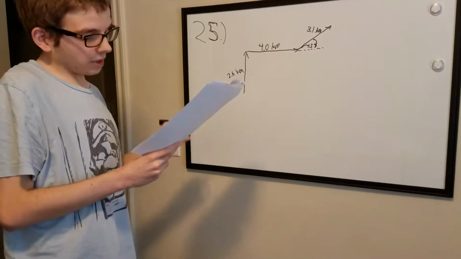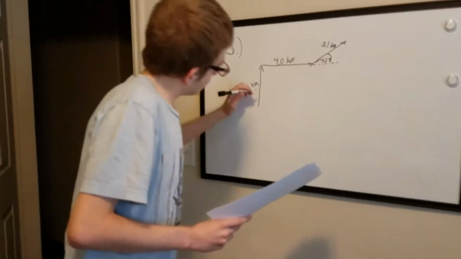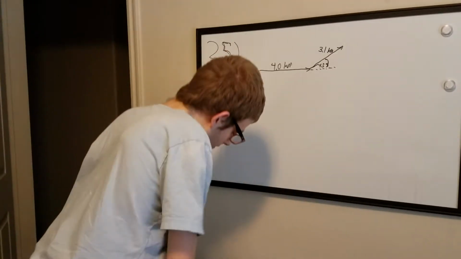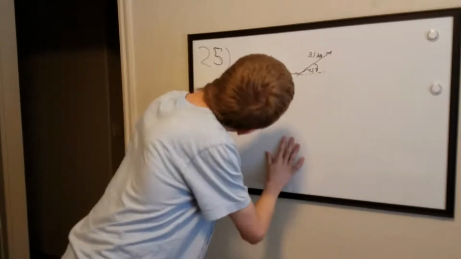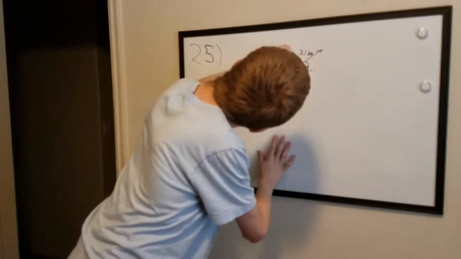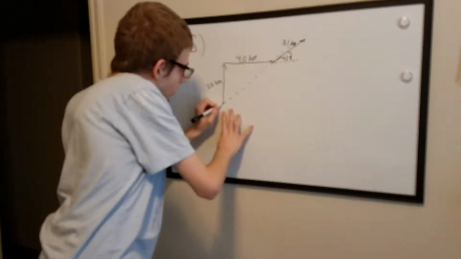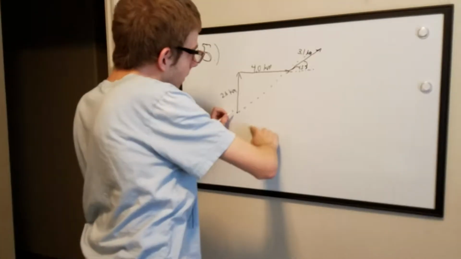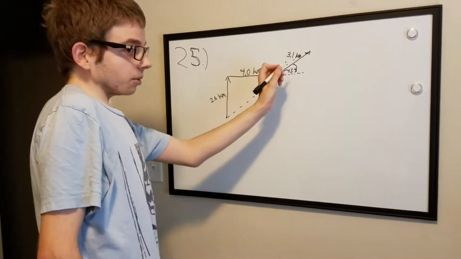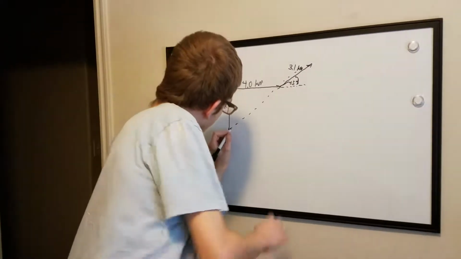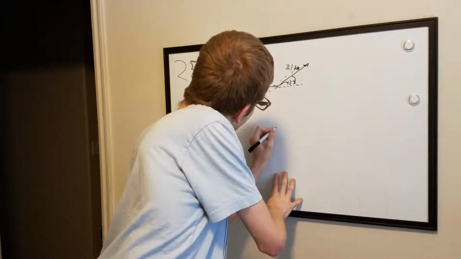And so what we need to do is determine the magnitude and the direction of the resultant displacement. The resultant of these vectors is this vector right here, from the beginning all the way to the end of the vector. So we need to figure out the magnitude of this resultant vector as well as the direction of the vector. First we're going to find the magnitude.